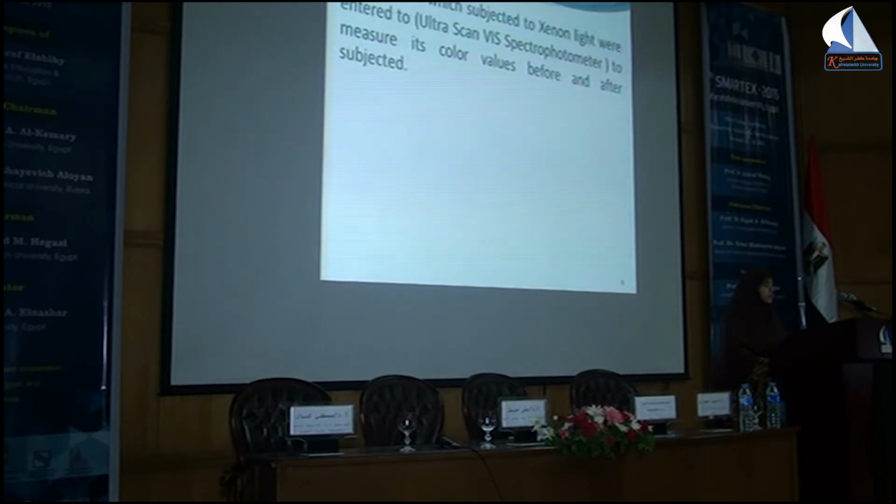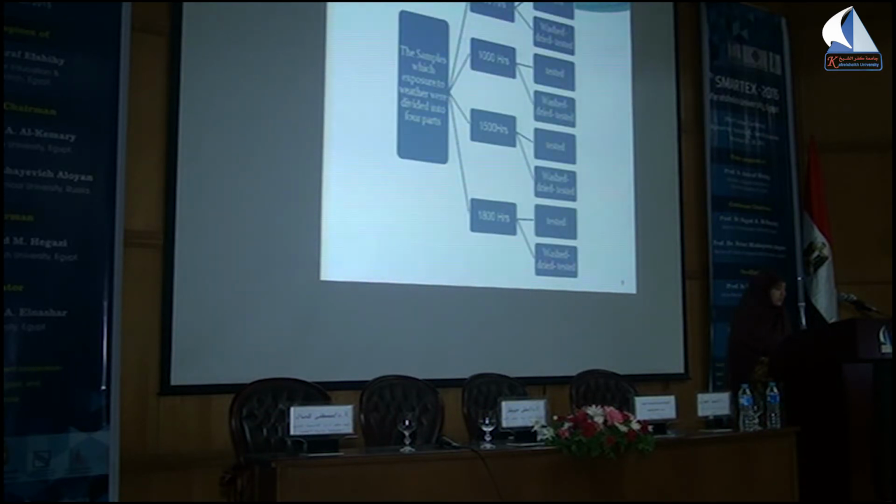The samples subjected to xenon light were entered into an Ultrascan spectrophotometer to measure their color value before and after exposure. The samples exposed to weather were divided into 4 parts according to the exposure time: the first 500 hours, the second 1,000 hours, the third 1,500 hours, and the last 1,800 hours. Each sample was divided into 2 parts. The first was tested directly, and the second was washed, dried, and then tested.